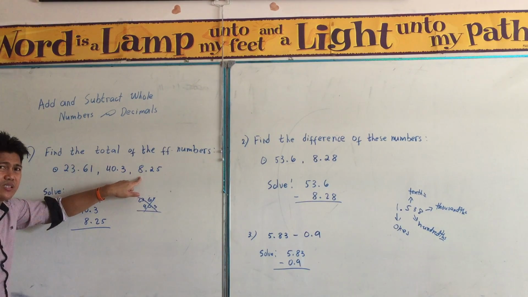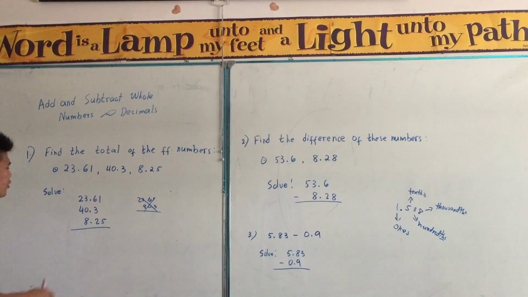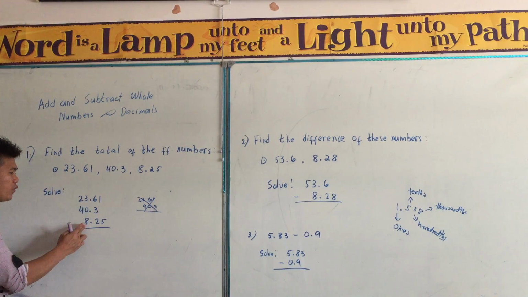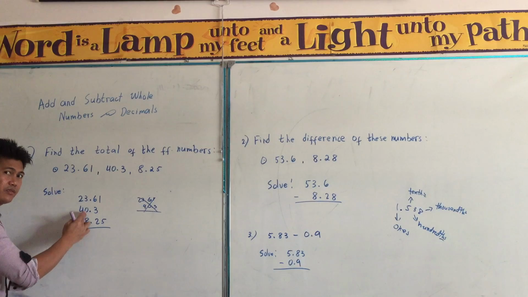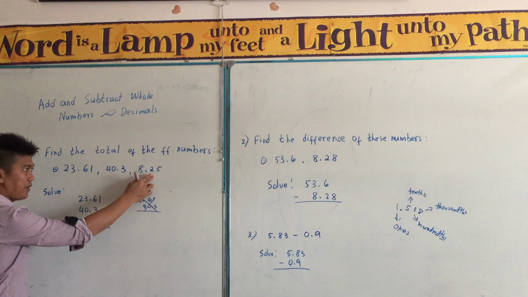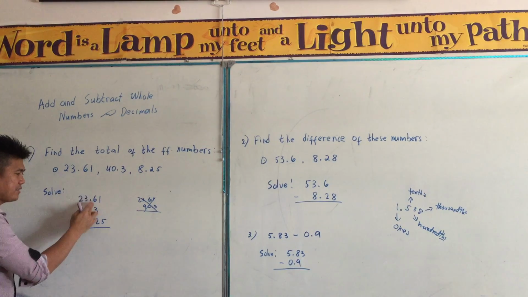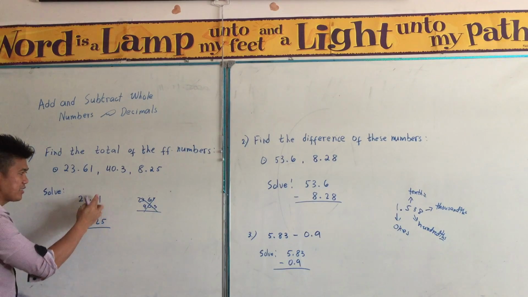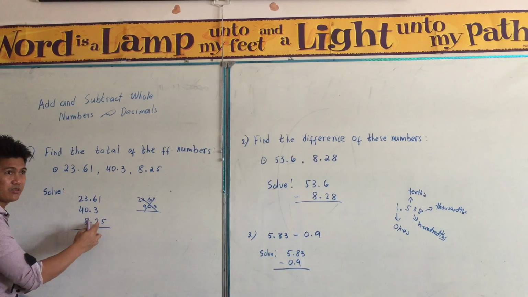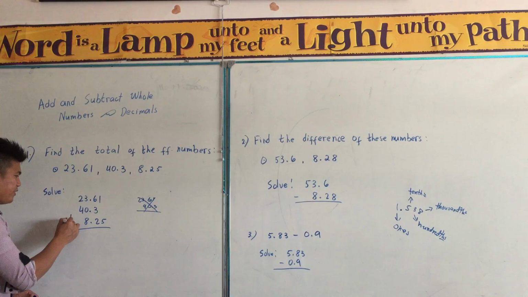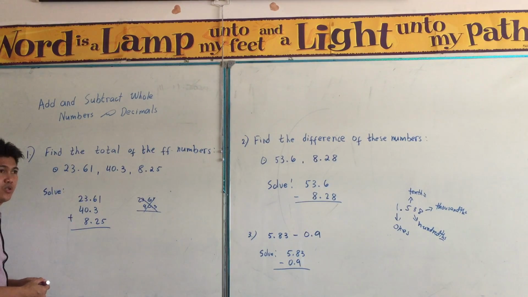What is the place of 8? Ones. So we have to write 8 in line with the ones digit here. Okay? And then 25. So 2 is the tenths and 5 is the hundredths. Okay? After that, then we can solve this one. Okay? So how do we add this?